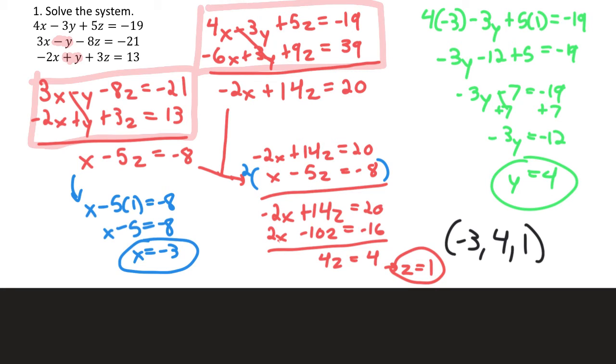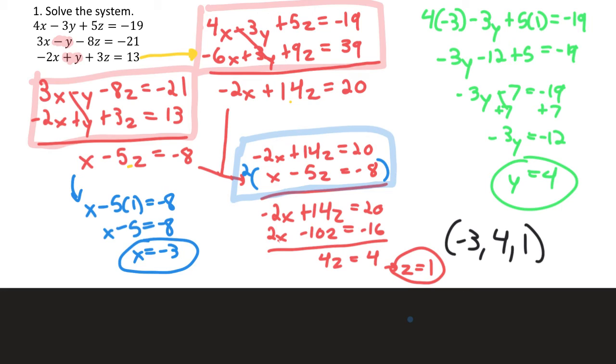I kept equation 1 the same. I multiplied equation 3 by 3 to get the y's to eliminate. So I got an xz equation and an xz equation, and I eliminated right here. I eliminated x by multiplying the second equation by 2. And I broke that all down. I got z as 1.